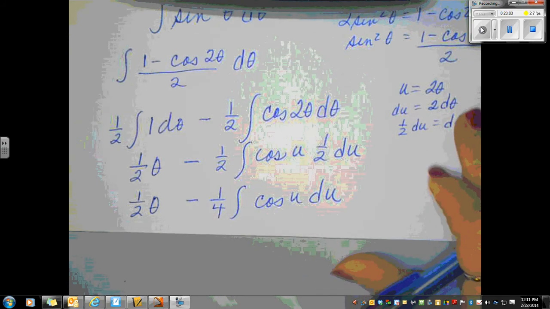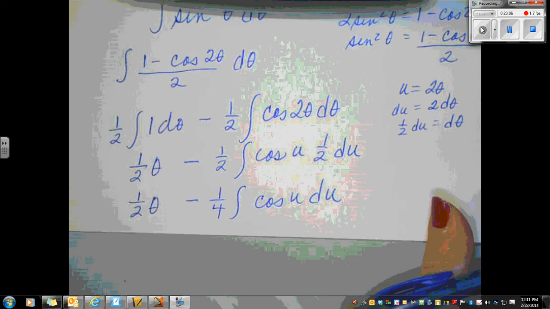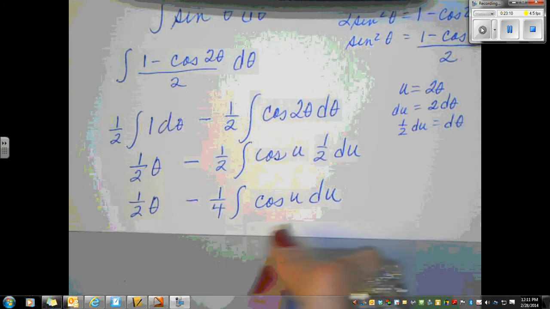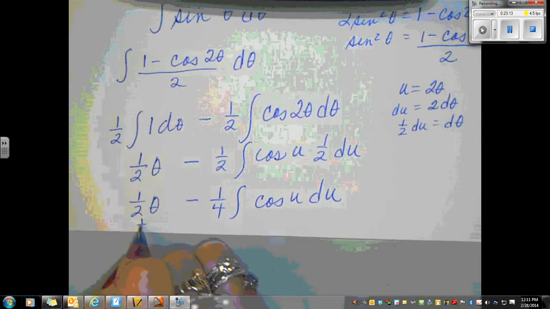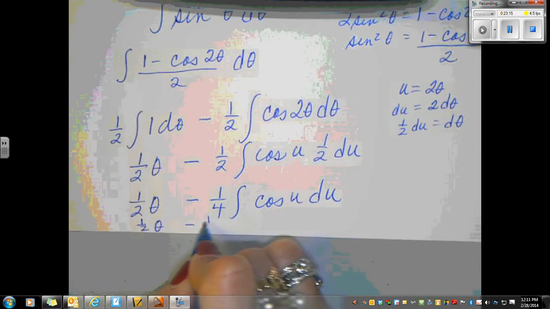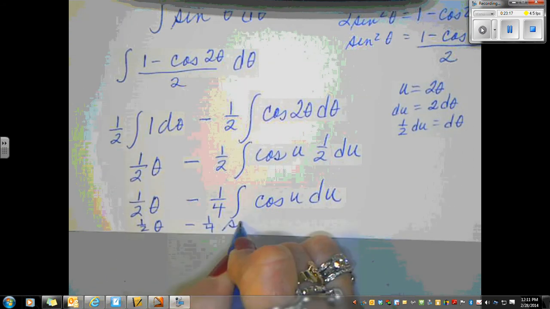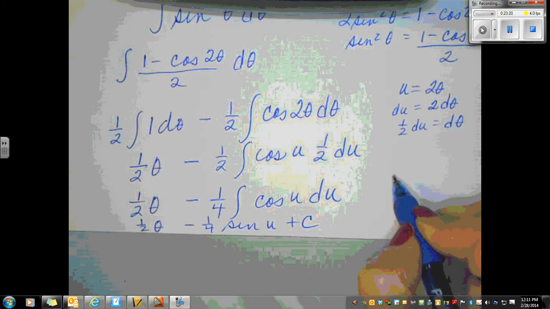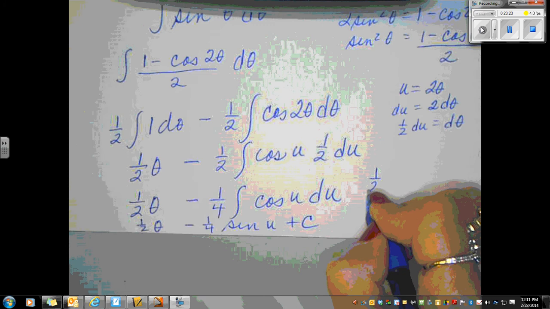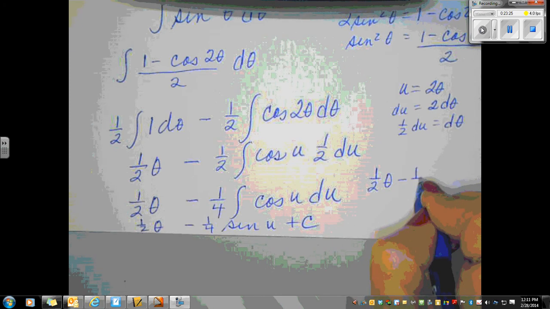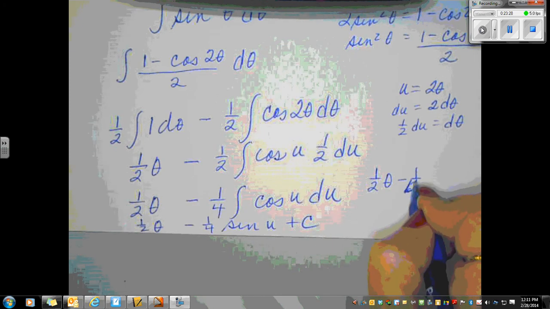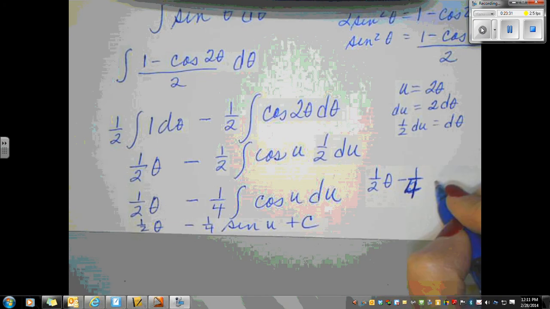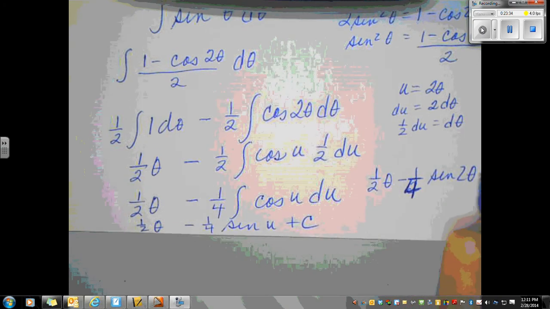If I go backwards with cosine, what do I get? Sine. So now I have 1/2 theta minus 1/4 sine u plus c. So my final answer is 1/2 theta minus 1/4 sine 2 theta plus c.